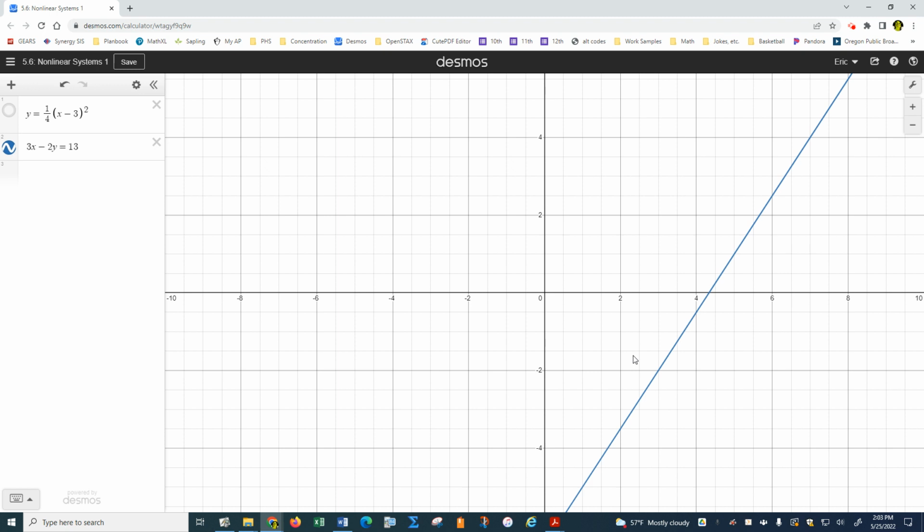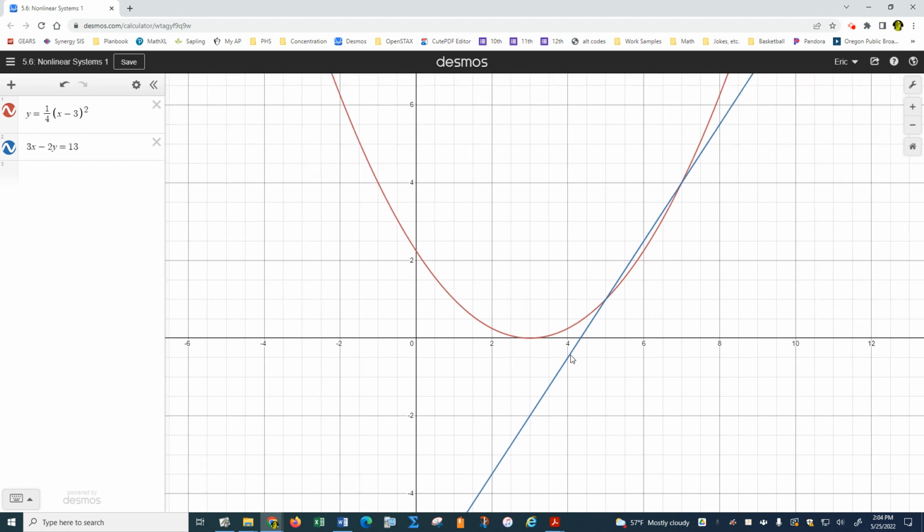Well, there's the bottom line. If I graph the bottom equation, it's a line. The top one is a parabola, and look what happens. I end up getting 2 points of intersection this time instead of one. I get a point of intersection at 5, 1 and a point of intersection at 7, 4.